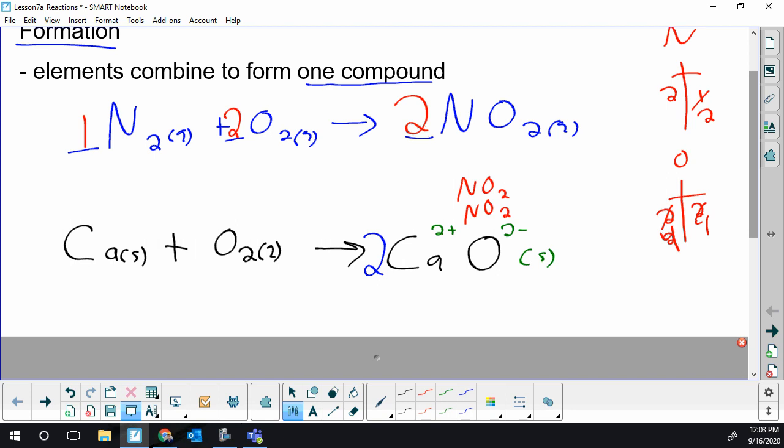I just doubled my calcium, 2 times an invisible 1. 2 calcium. So I need 2 calcium to do that reaction. And then I'm encouraging you to put in that 1. Okay. So that's formation.